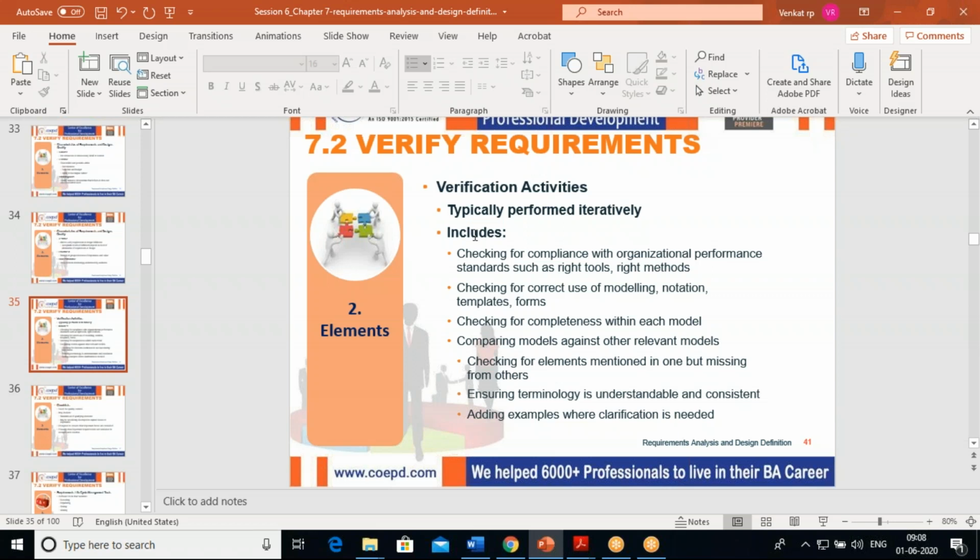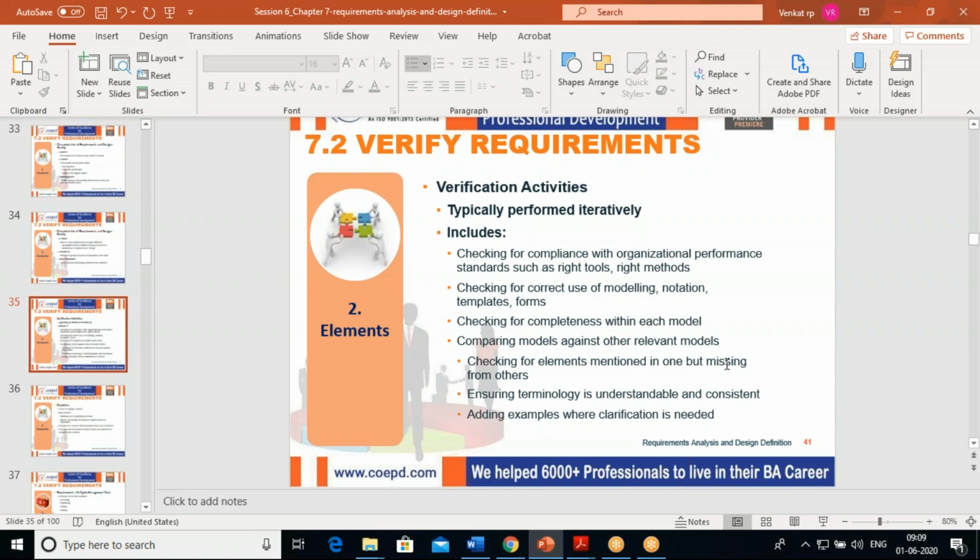First of all, we have to check for compliance with organizational performance standards, whether we are under those guidelines or not. We have to understand it. And are we using the correct modeling notation, templates or forms? That as well we have to check. And checking for completeness, whether each model is able to give you complete information or not. And comparing relevant models against each other so that there is no conflict, and checking for any missing items, and likewise.